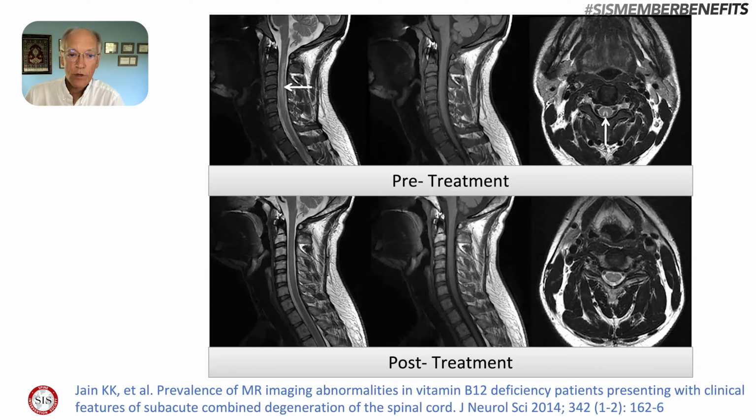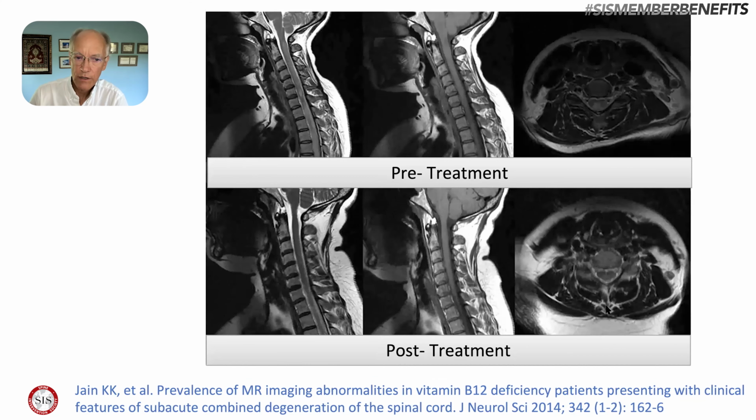Some other examples from the literature. Here from a case series, we see the T2 hyperintensity in the cord on the T2 weighted sagittal image. And there are nice hyperintense bands, very much confined to the dorsal columns. And on post-treatment images, complete resolution of the imaging findings.